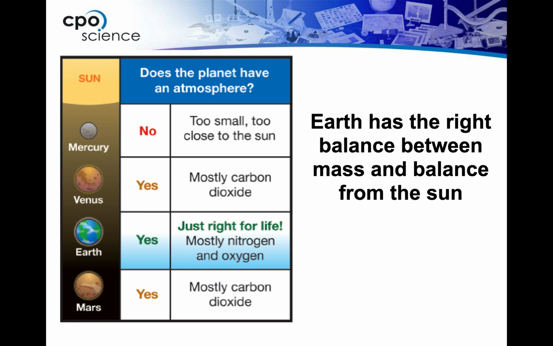Earth, we all know we have an atmosphere since we're in a chapter all about it, and it is just right for life, mostly nitrogen and oxygen, as we just saw. And then finally, our last inner planet, we have Mars. It does have an atmosphere, so it is big enough to hang on to gases, but its atmosphere is also mainly carbon dioxide. It's farther away, so it is much cooler than Venus is, but also mostly carbon dioxide.